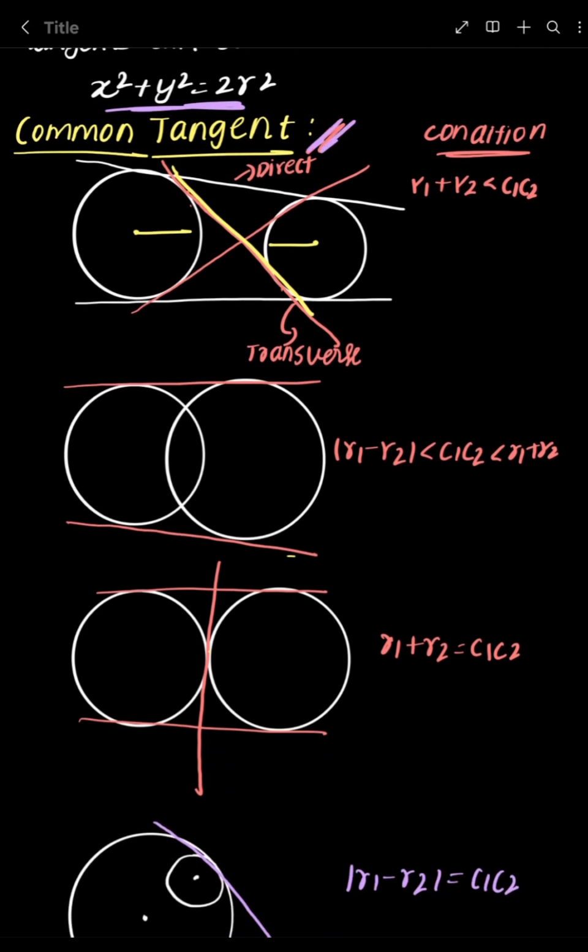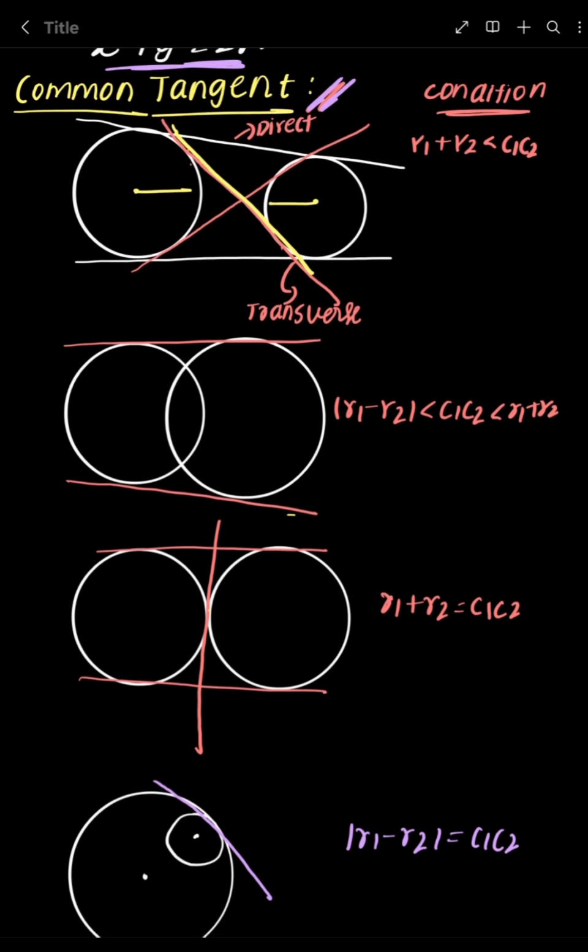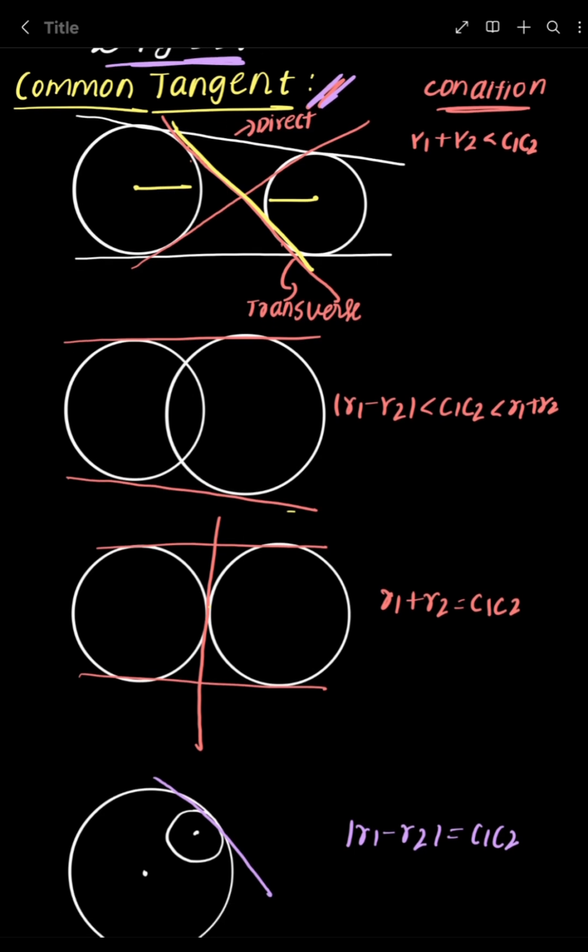Now let's move on to the common tangent concept. These circles don't intersect each other, and they have four common tangents. Two of them are direct, these two are direct, and these two are transverse.